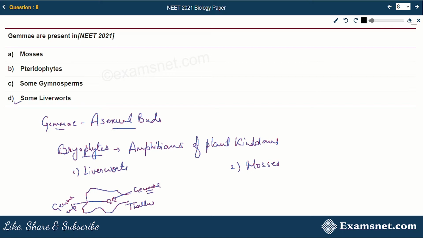What happens in mosses? Mosses have two stages of development. The first one is protonema and the second one is the leafy stage. And how does it reproduce? The reproduction in this case is by the fragmentation and budding of the protonema.